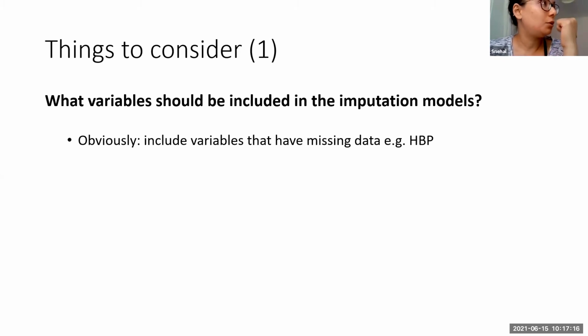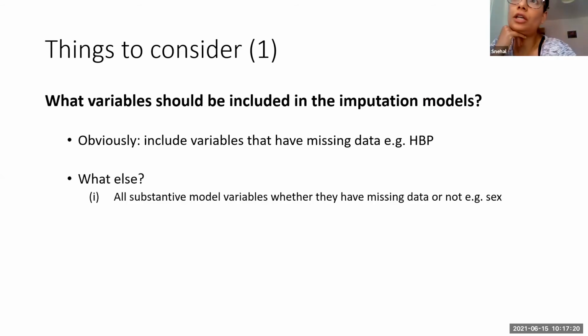But what else do you want to include in your imputation models? Well, you want to include all substantive model variables, even if they don't have missing data. So in the example of examining high blood pressure to cardiovascular diseases, I imagine you'd be using sex as another explanatory variable. And sex probably has no missing data, but you'd include it in your imputation models because sex will probably help you better predict whether the person has high blood pressure or not.